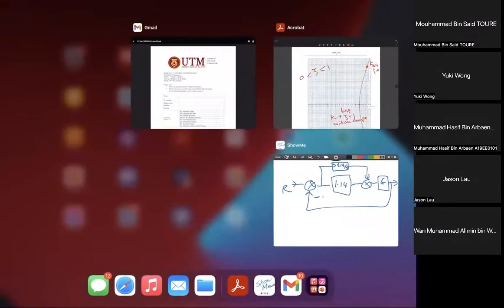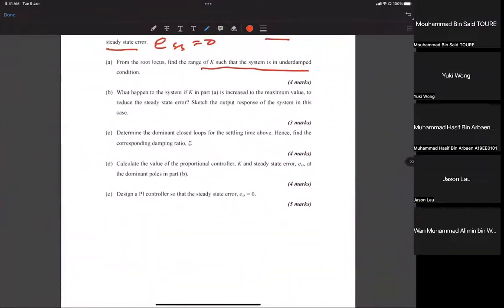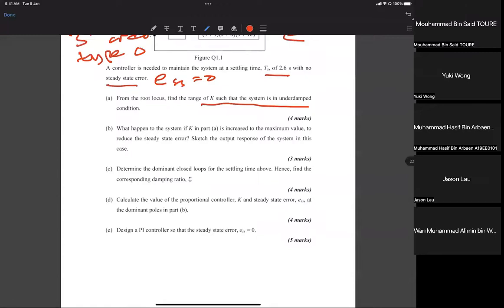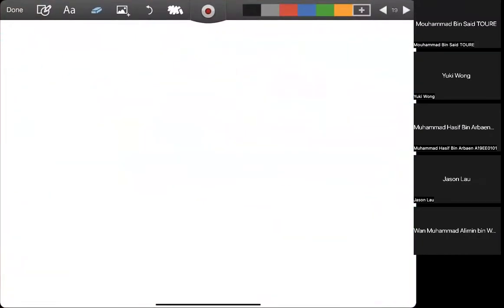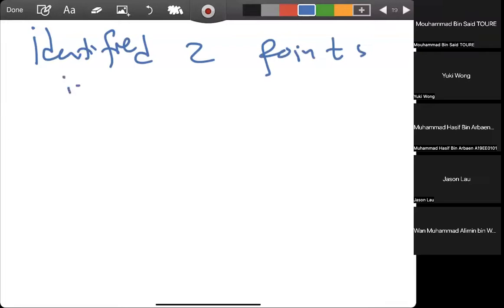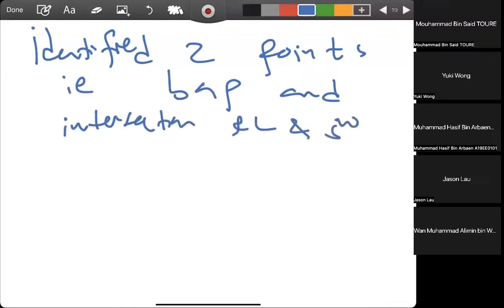So the question asked, okay, understood. So you have to calculate, identify what is the 2 points. Identify 2 points, i.e. breakaway point and intersection of RL and J omega exists. Okay, so from the graph.